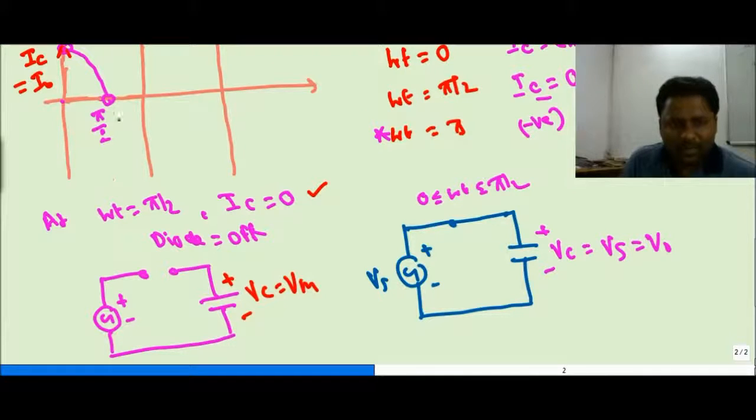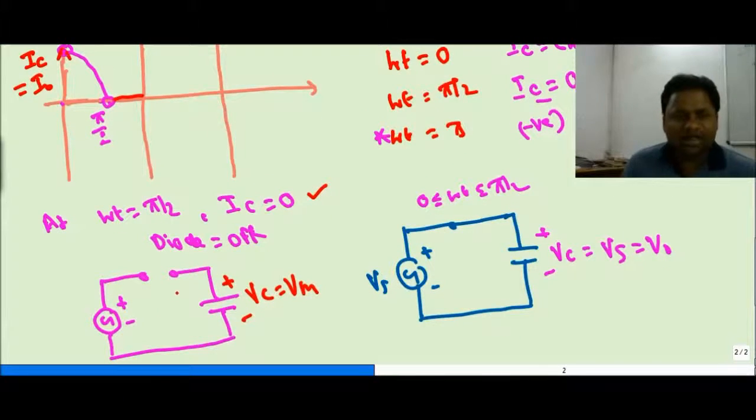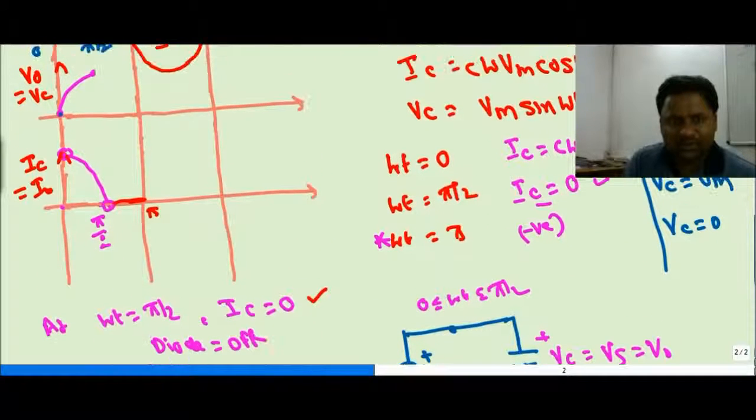And from pi by 2 to pi, it remains off because there is no path for the current to flow. So there is no current. The current is always 0 from pi by 2 to pi. And the output voltage is V0, that is, the capacitance voltage, like this. It's a Vm, the maximum voltage, Vm.